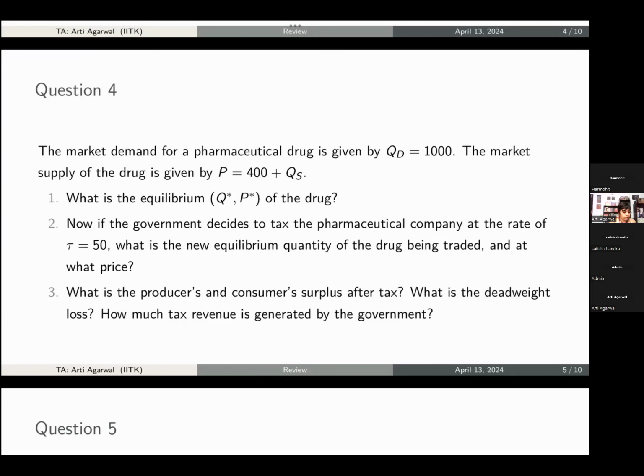Okay, this is the next question. You're given the market demand for a pharmaceutical drug, and you are given the supply function also of the drug. First is, what is the equilibrium price and quantity? This everybody can do now. I'll just mute myself and you can type in your answers.